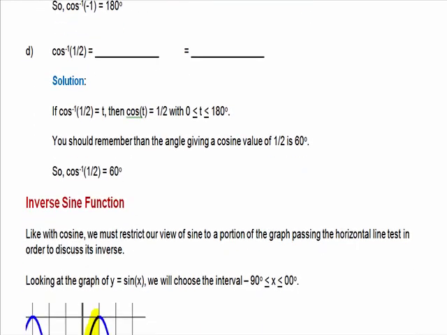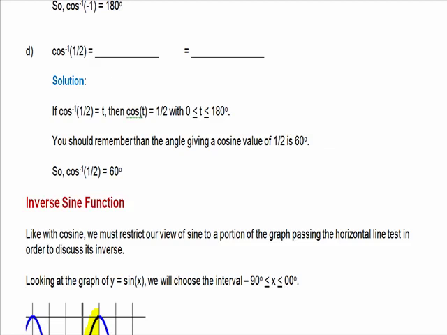Last example, inverse cosine of 1/2. This one's a little trickier because I have to think about the values that I have. Again, if I reverse the notation, given inverse cosine of 1/2 equals something, we'll call it t, that's the same as saying cosine of t is 1/2 with t between 0 and 180. So I ask, which angle has a cosine of 1/2? Hopefully you remember it's 60 degrees. And so the inverse cosine of 1/2 is 60 degrees.